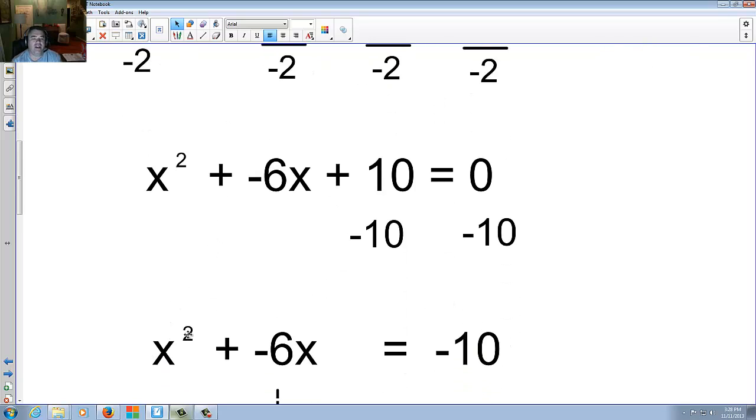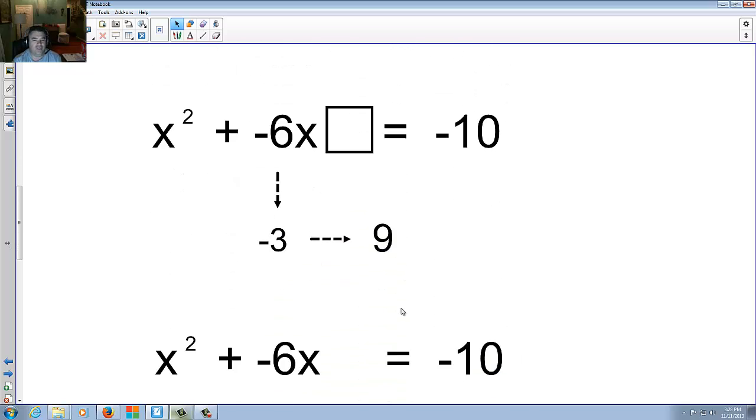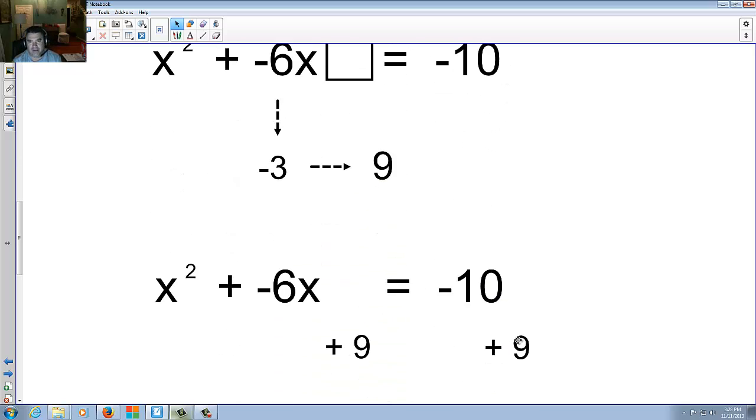From there, x squared plus negative 6x equals something. We don't know what the something is, but equals something. And then, of course, x squared plus minus 6x plus something equals negative 10. So negative 6x we need to divide by 2 to get negative 3. Negative 3 times itself makes positive 9. So I have to add 9 here. Well, if I add 9 to one side, you have to add 9 to the other. Alright, so I add 9 here, add 9 here.